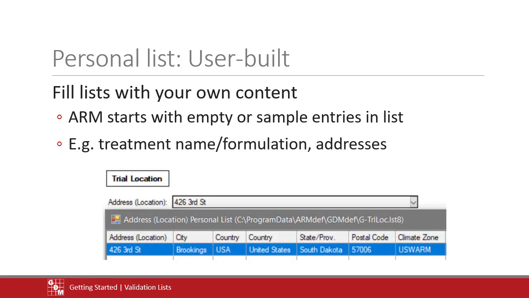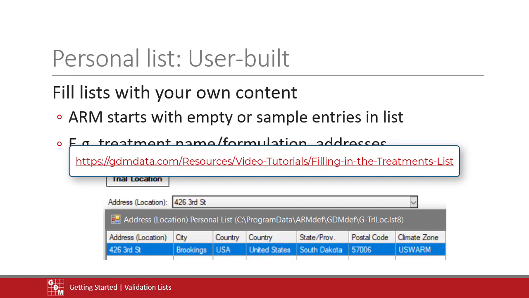Address and contact information are common examples of user-built lists. Another notable example is the treatment information. We will demonstrate how to fill in your treatment lists in another video.